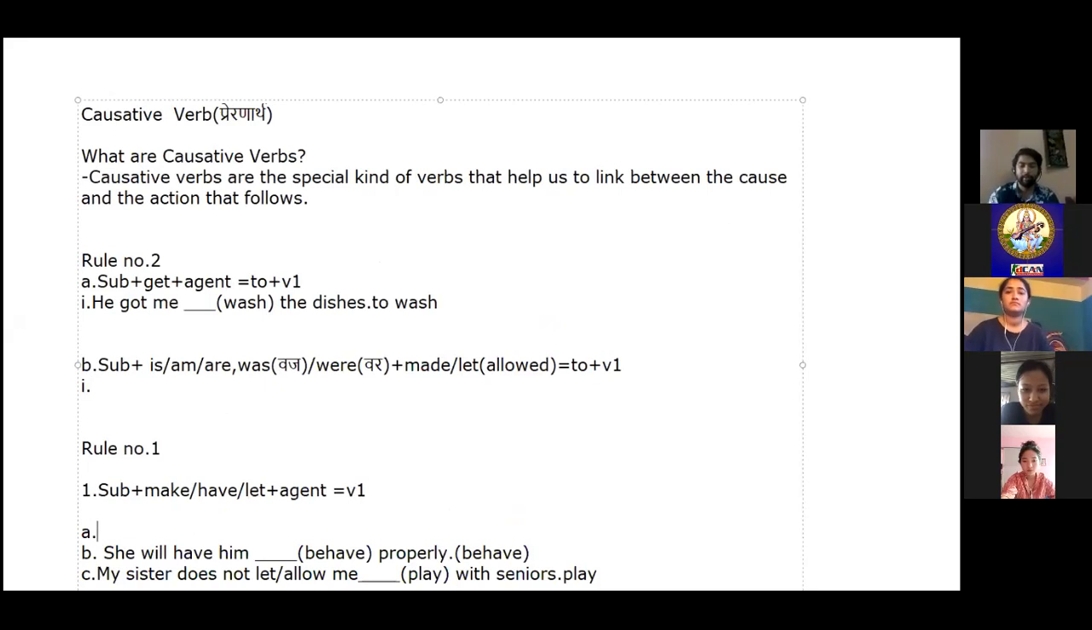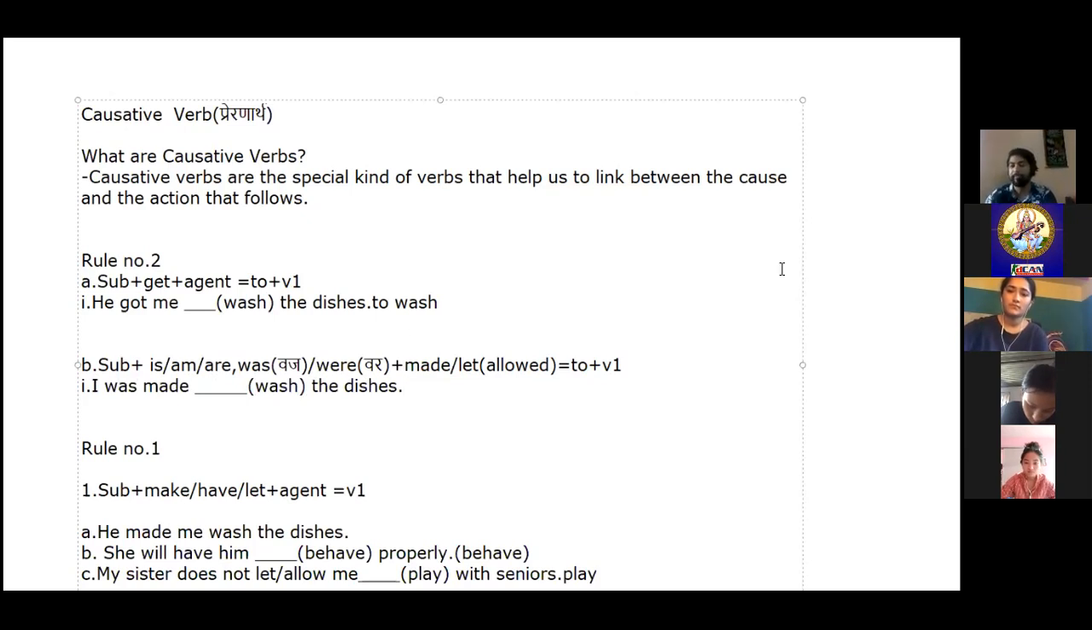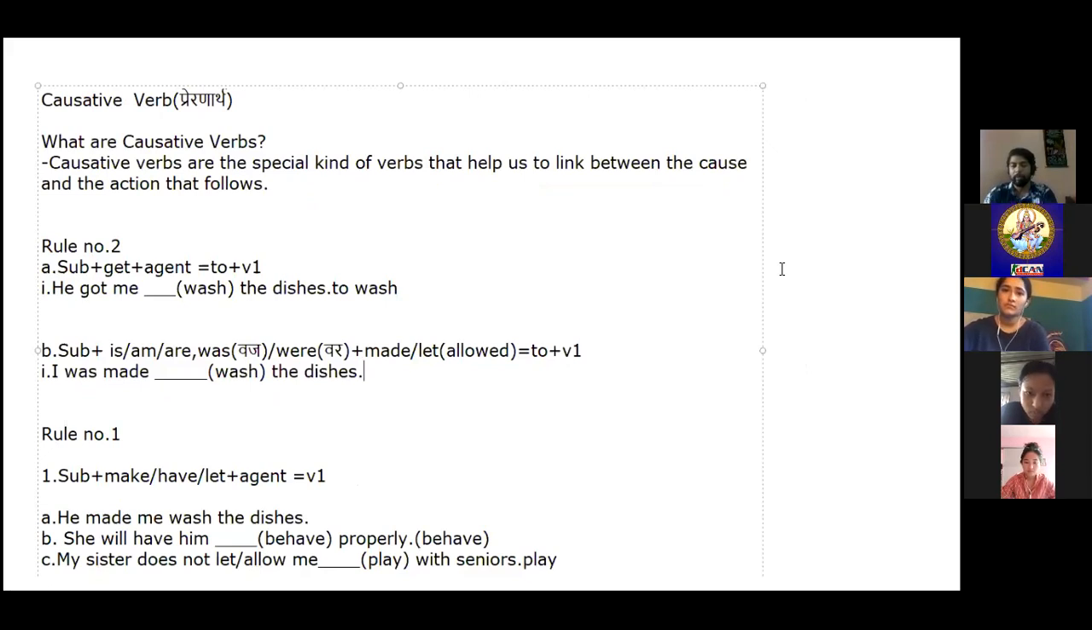So, in our case, he made me wash the dishes. I'm not answering it like passive. Math is a passive key rule of one. Like I was made, obviously, wash the dishes. Wash the dishes. The question is full of surprise, you know. You never know what's coming. So I'll have to complete the order.